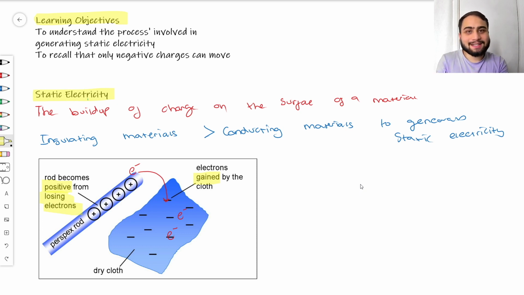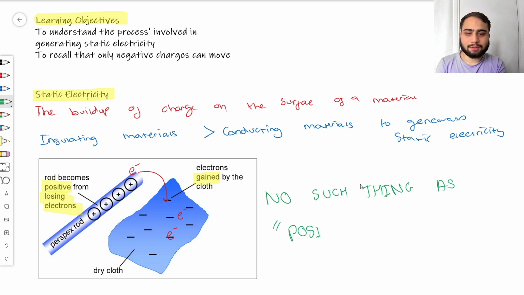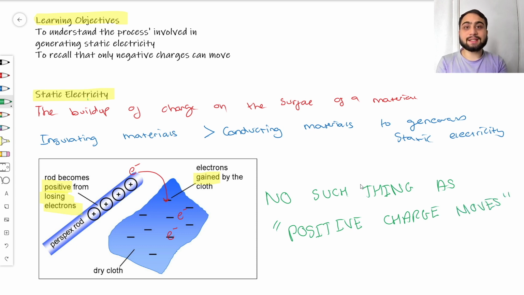No, there's no such thing as positive charge moving. In fact, let me do that in big letters. No such thing as positive charge moves. The positive charge is contained within the nucleus of an atom. If we split the nucleus of an atom, we're going to have a very bad day because that's how nukes work. Here, all that's happening is that the perspex rod is becoming positively charged due to losing electrons. That's a very key point you need to remember.